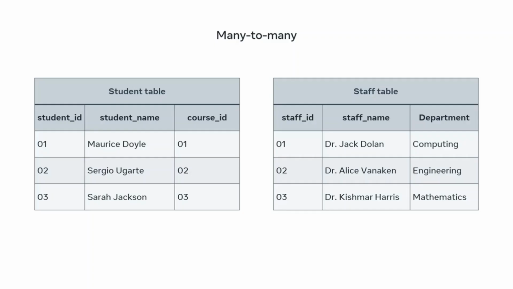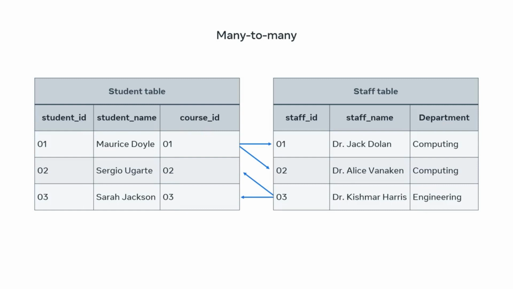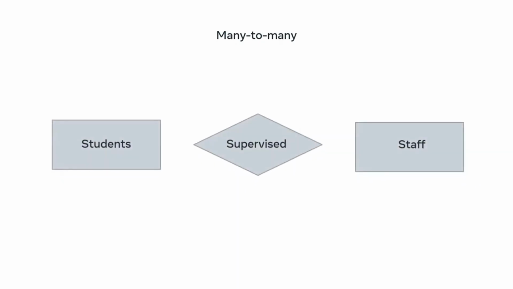And finally, there's also many-to-many relationships. This type of relationship associates one record of one table with multiple records of another table. And the same relationship also works in the other direction. In this example, the student Morris Doyle is undertaking 2 research projects, and each project is supervised by a different staff member. And likewise, one staff member can supervise or collaborate with multiple students on their research projects. These relationships can also be depicted in an ER diagram as many students are supervised by many staff. You should now be able to outline the different relationships that exist between tables in a relational database model.